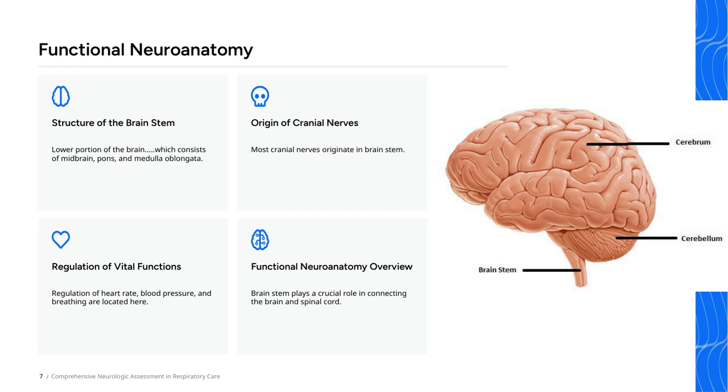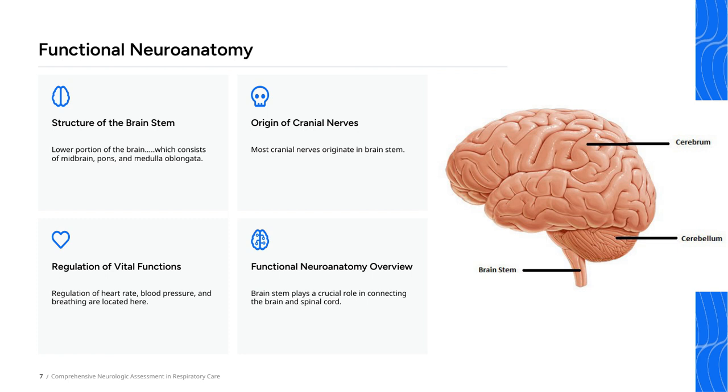Most importantly, the regulation of these vital functions takes place in the brainstem, highlighting how central it is to maintaining life-supporting processes. Another key point is that most cranial nerves originate in the brainstem. These nerves are essential for sensory and motor functions of the head and neck, and many of them also play roles in respiratory function and reflexes.